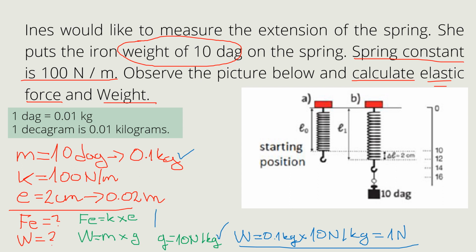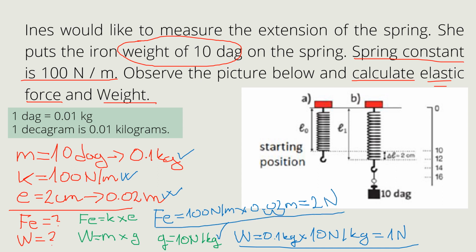The next step, elastic force. Can we calculate elastic force? Do we have spring constant? Yes, we have. Do we have extension? Yes, we have. So in this case, let's start. Spring constant is 100 newtons per meter times extension, which is 0.02 meters, which gives us 100 times 0.02, which is 2 newtons. So the answer is 2 newtons elastic force, and weight is 1 newton.